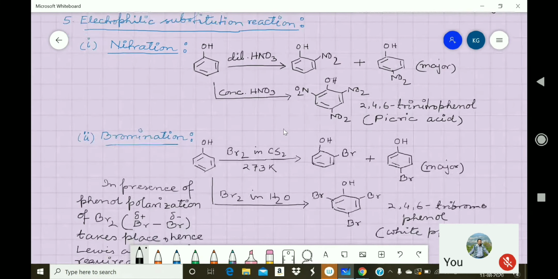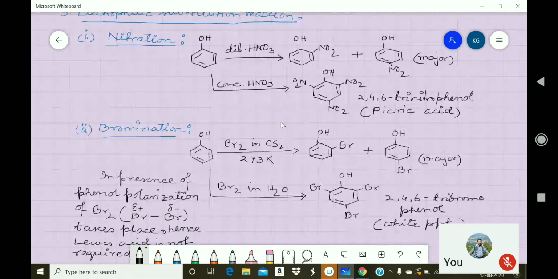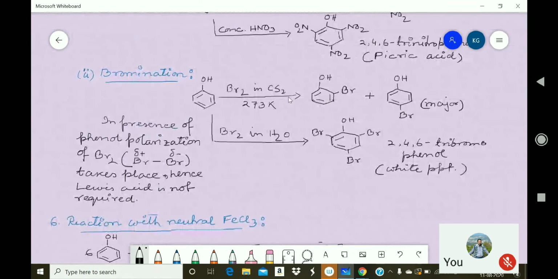Now, next is bromination. If bromination is carried out in a nonpolar solvent, then ortho and para bromophenol are formed. Here we can follow that in the presence of phenol, polarization of Br2 takes place, that means this is the electrophilic center formed in the presence of phenol, and we don't require any Lewis acid catalyst for this reaction, giving rise to these ortho and para substituted products.